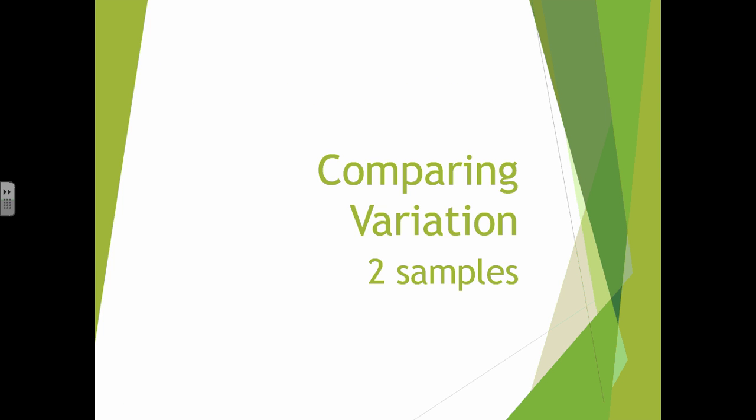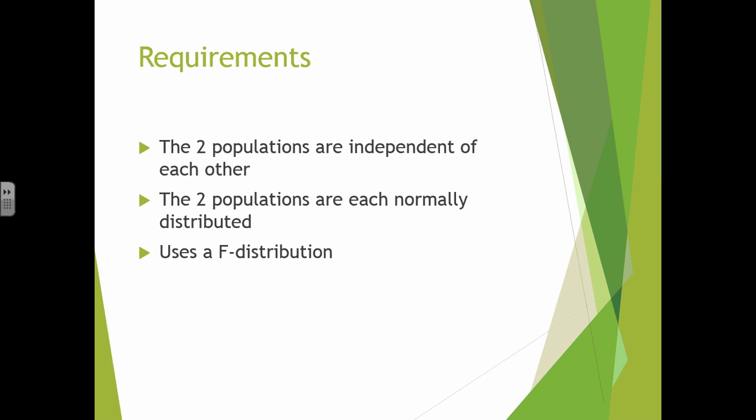Now, the last thing we're going to look at in this chapter is comparing two variations, either comparing two standard deviations or two variances. In this case, the two populations are independent of each other, and both populations need to be normally distributed no matter what the sample size. And it uses an F distribution.